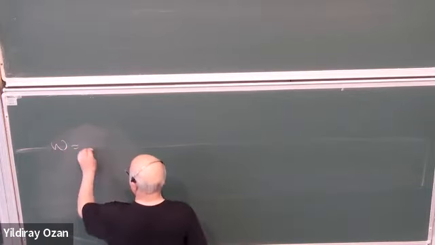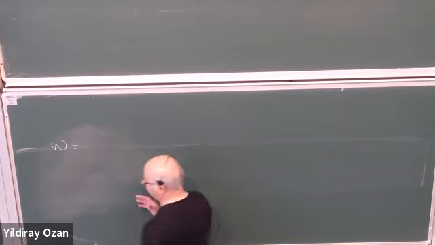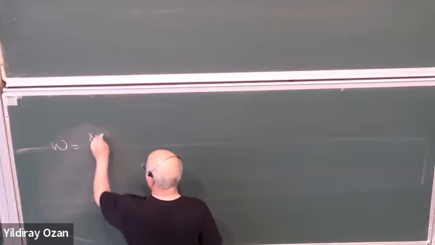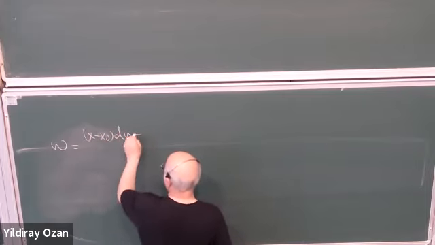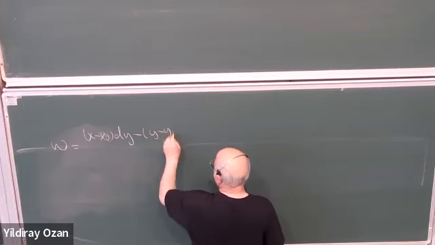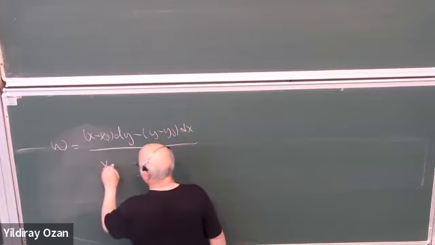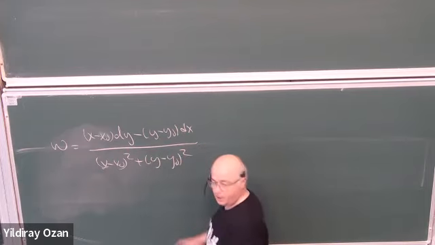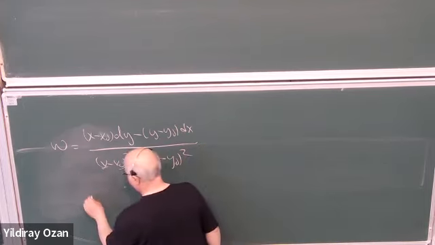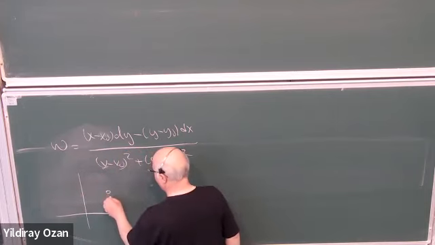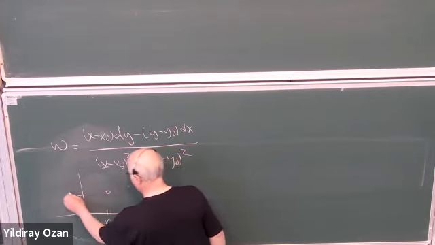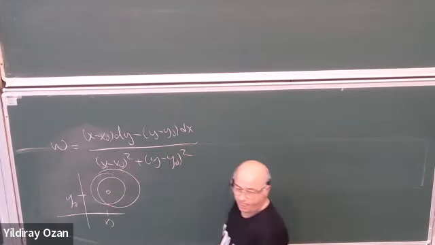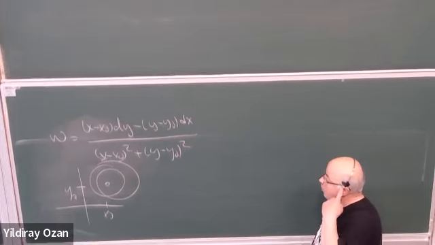So you just shift x and y a little bit, okay? x minus x0 dy minus y0 dx, and then x minus x0 squared plus y minus y0 squared. This will measure how many times a curve will go around this point. Okay. All right.